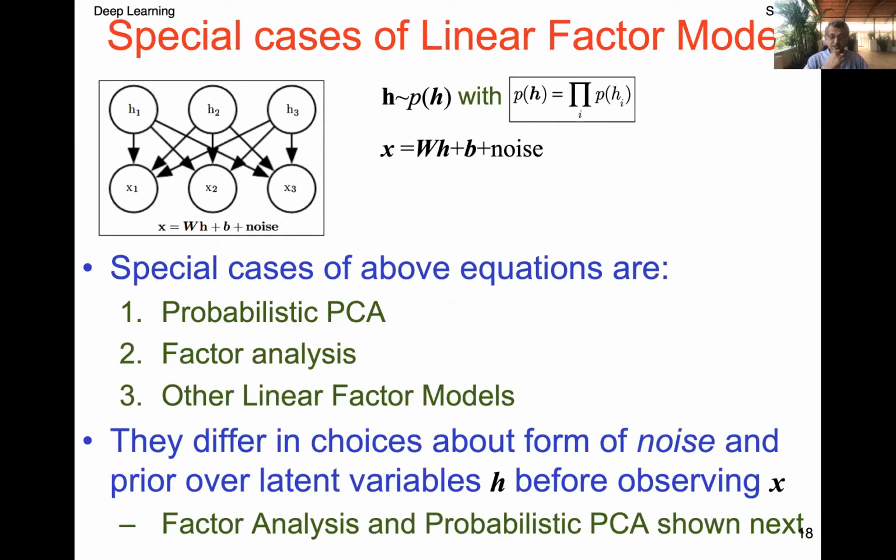And the special cases of these above equations are probabilistic PCA, factor analysis, and other linear factor models like the kind that we'll see later. They differ in the choices about the form of noise and prior over the latent variables h before observing x. So factor analysis and probabilistic PCA will come up next.